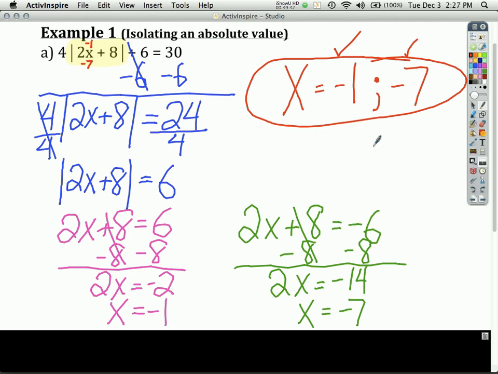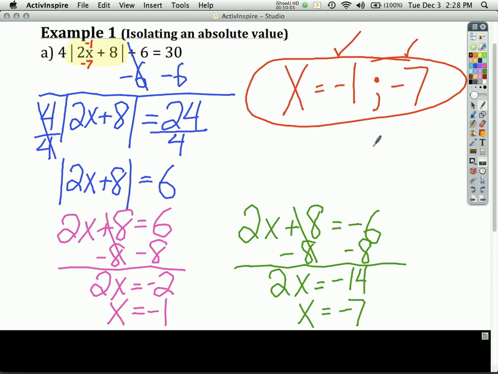I noticed that negative 1 and negative 7 are 6 numbers apart. Mm-hmm. In all cases, will that be the same? Why don't we see? Let's look at the next one and see if that happens as well. Okay? Very interesting observation.